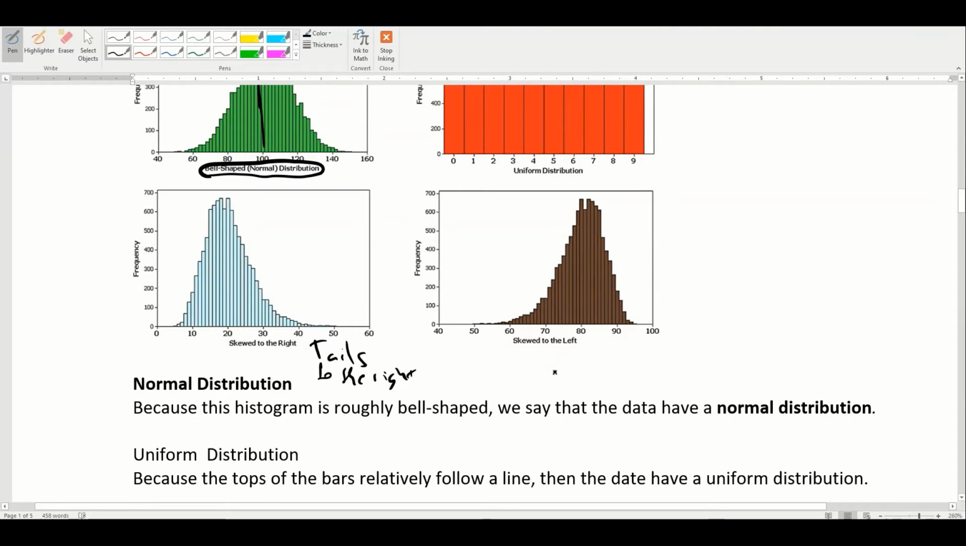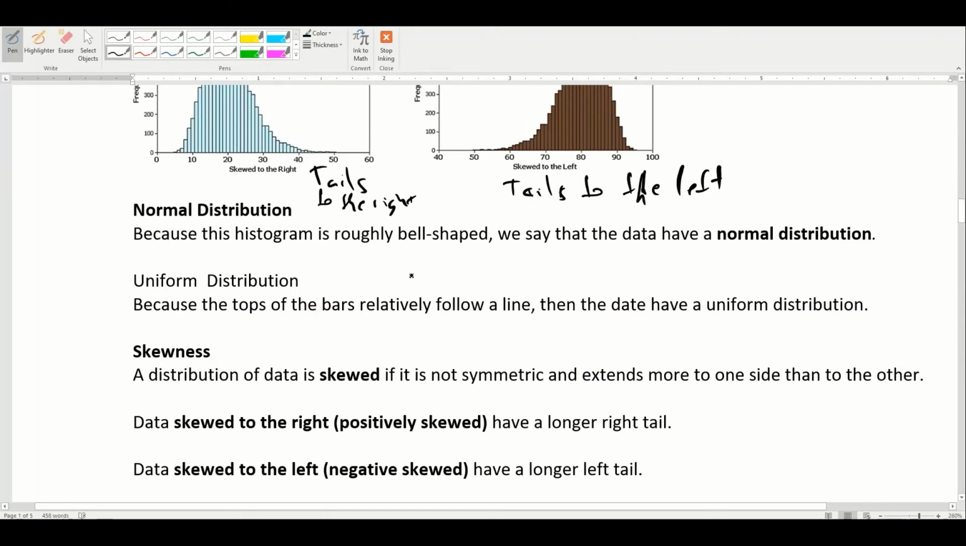And this one, skew to the left, means it tails to the left. Look at the handwriting. And so, what I just said probably is already summarized here. Bell-shaped, uniform. That should be darkened. Let's go ahead and darken it.